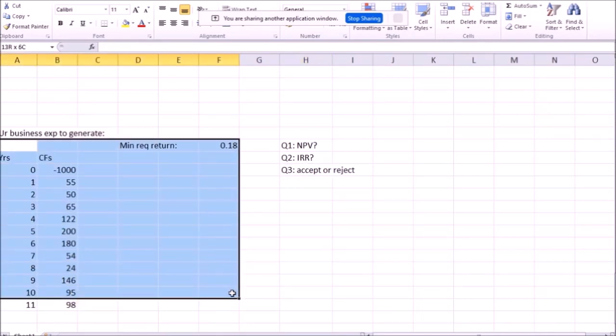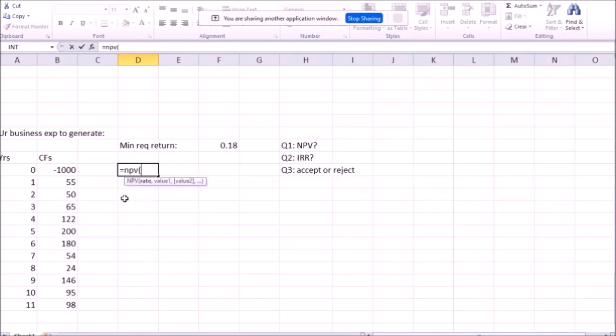Let's say we have a few questions here. We have to calculate both NPV and internal rate of return, as well as decide whether we accept or reject this project. We have everything we need for these, so let's start doing that. NPV is very easy. You already know how to do it. Equals NPV.